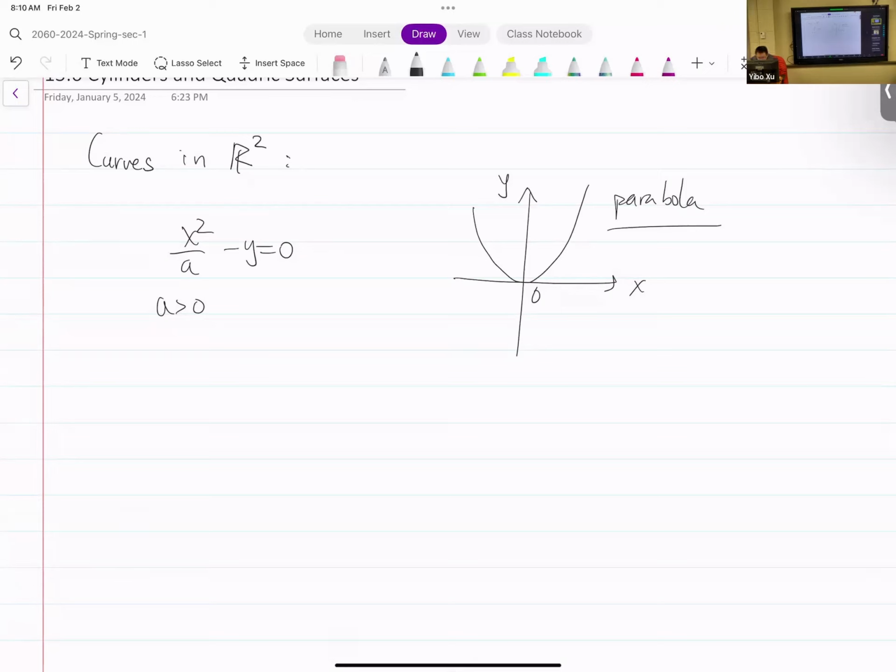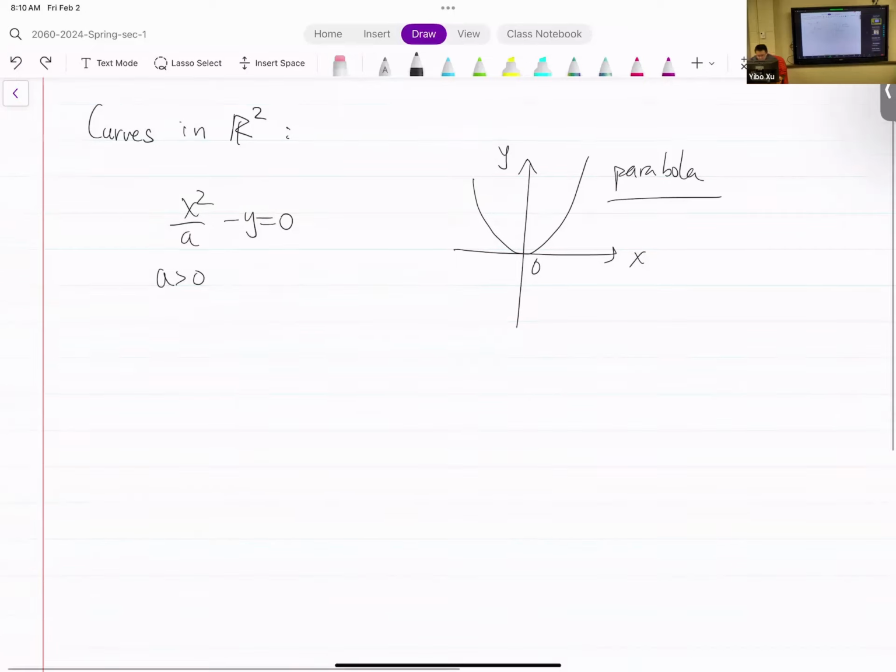And what does a do? If you make y equal to 1, then these intersections have x squared equal to a. So the larger a is, the further away the intersection will be. But once again, in this section, the recognition is more important than sketching, and it's something you probably know already.